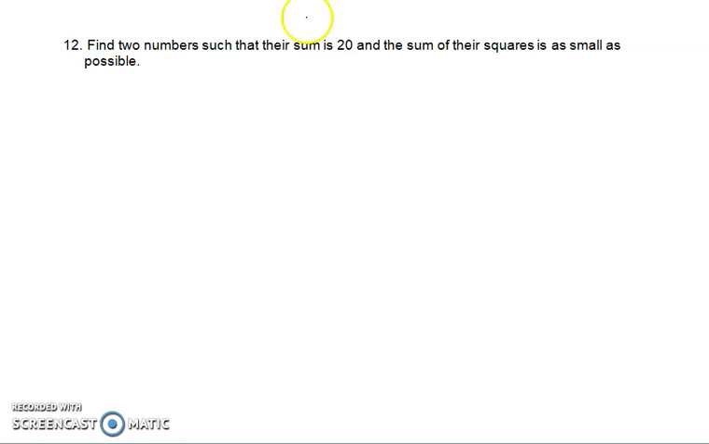So question 12, there's no picture. It says find two numbers such that their sum is 20 and the sum of their squares is as small as possible. So the first thing I'm going to do is find two numbers. Let x be a number and y be a number. I'm defining my variables. Find two numbers such that their sum is 20. So that means x plus y equals 20.